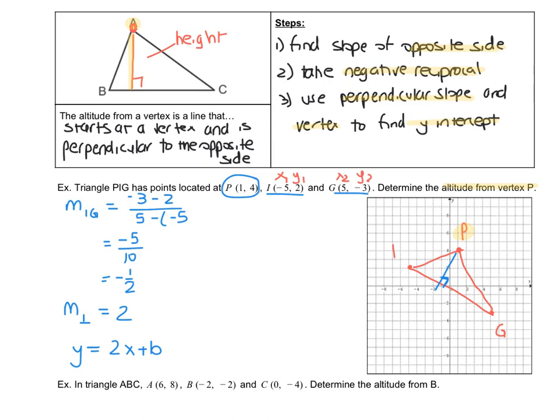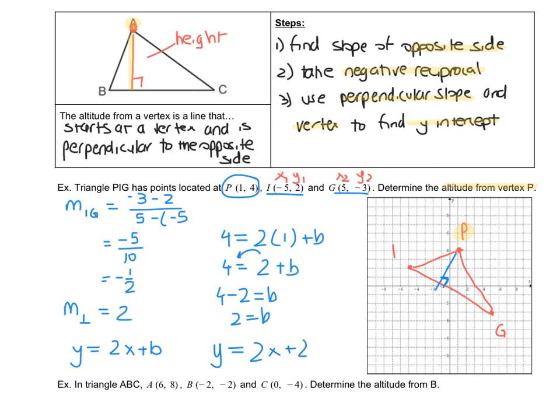So instead of y, I will write 4, and instead of x, I will write 1, and now I'm just going to isolate for b. So 2 times 1 is 2. Bring the 2 over, and we change the sign. So 2 will be our y-intercept. And if I look at my sketch here, yes, I drew my altitude roughly, but that seems about right. So my altitude equation is y equals 2x plus 2.